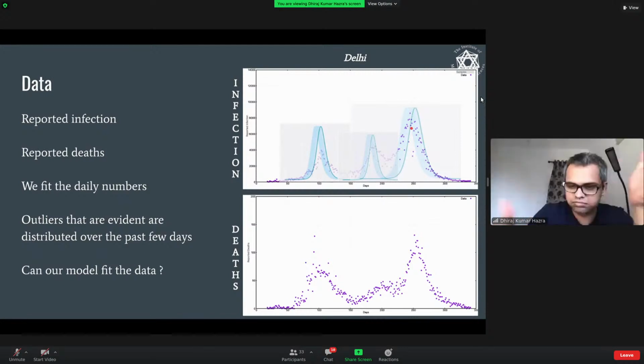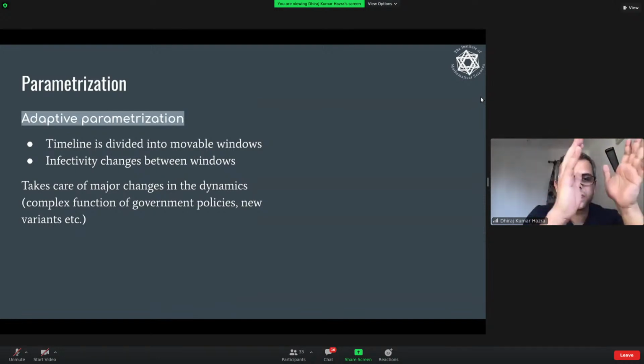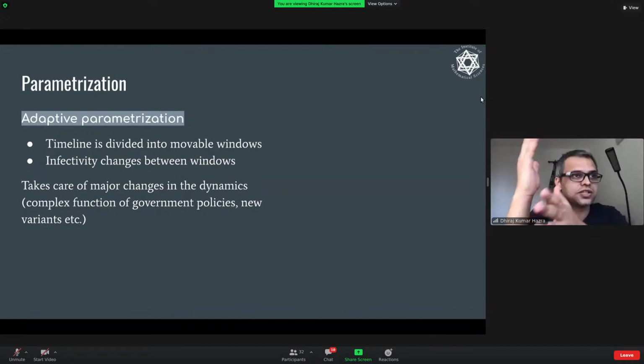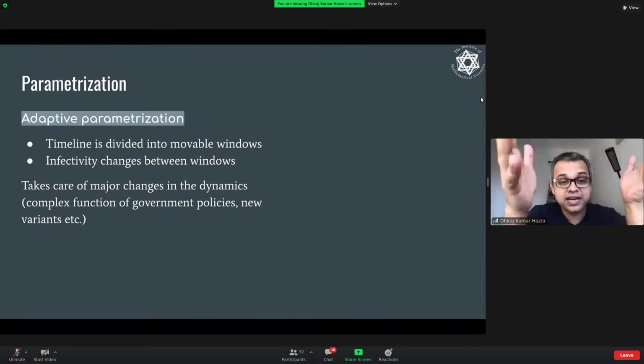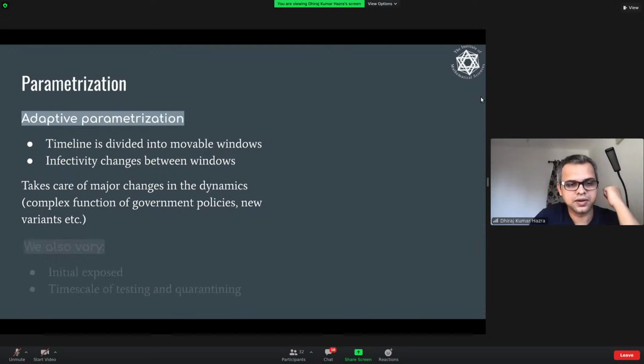All right. Now, this is not the end of the story. The question is how to attempt that. Then the question boils down to the parameterization. So we use an adaptive parameterization. Here, the total timeline, as you have seen, is divided into movable windows. We break the timeline into windows. And the infectivity, the beta parameter, changes between these windows, which takes care of major changes in the dynamics. For example, complex functions of the government policies, migration, stopping migration, new variants, etc. These are effectively introduced in the changes in the beta parameter.